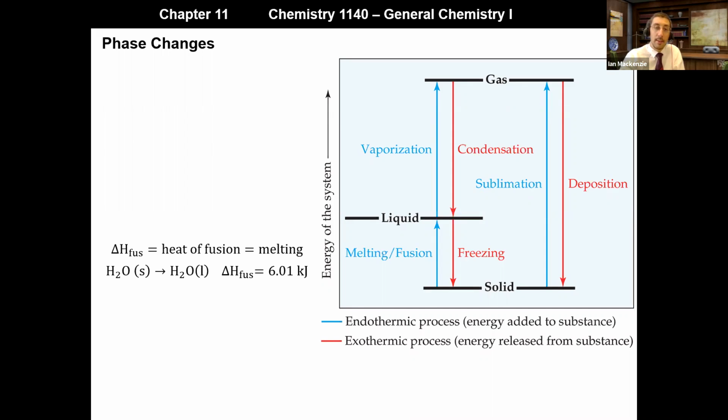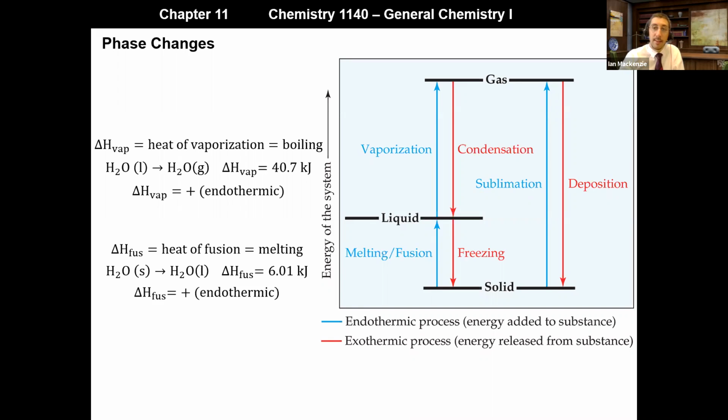Now, we can extend this a little bit and say that delta H of vaporization, the heat of vaporization, would be the amount of enthalpy or the amount of heat associated with boiling. And we'll notice if we do this for water that going from liquid water to gas is 40.7 kilojoules per mole. And it's important to note here that the heat of vaporization is much larger than the heat of fusion. So both processes here are endothermic. They both require heat to be input into the system. But why exactly is the heat of vaporization so much larger than the heat of fusion?